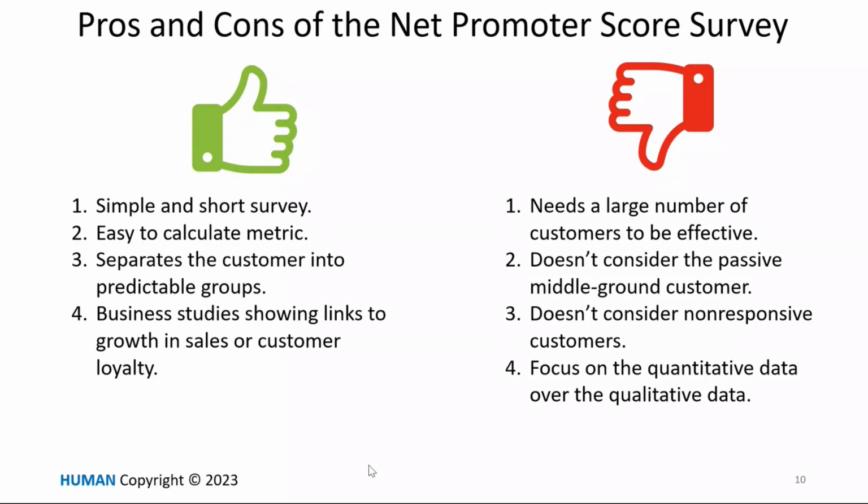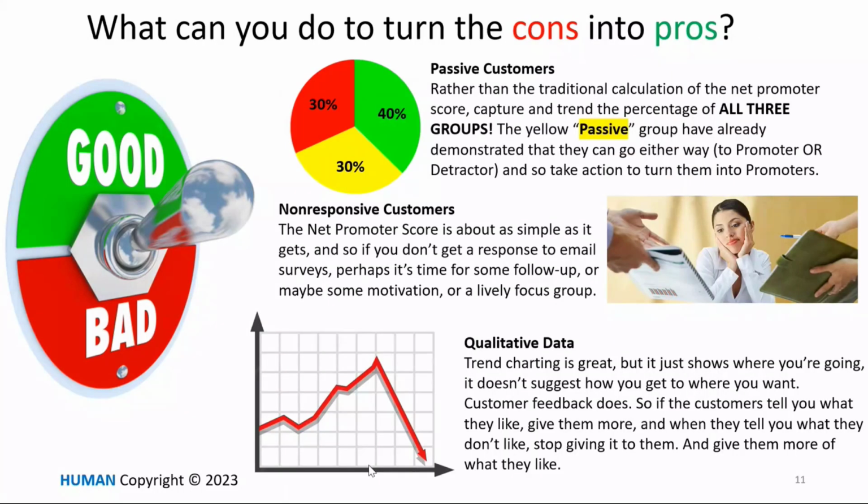Okay. So what do we do about that? How can we turn those cons into pros? So one of the ways is with passive customers. Rather than the traditional calculation of the Net Promoter Score, capture and trend the percentage of all three groups. The yellow passive group have already demonstrated that they can go either way. They can be a promoter or a detractor.